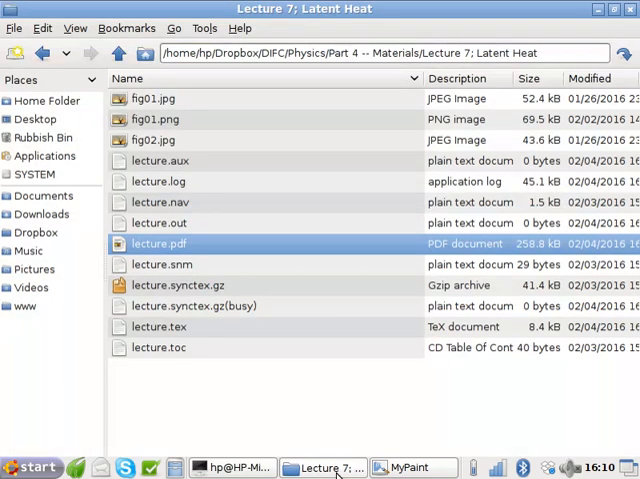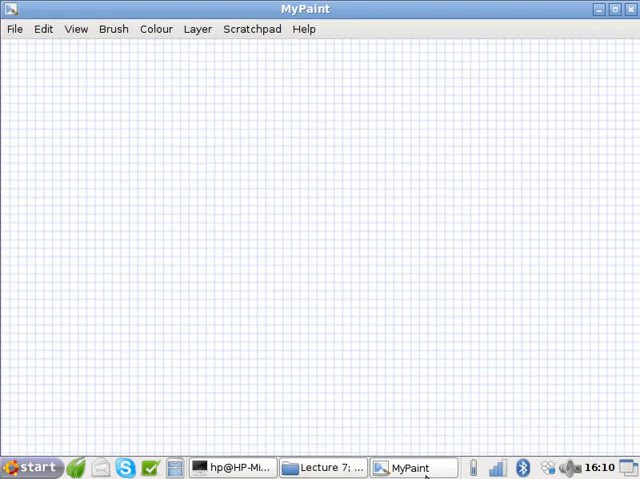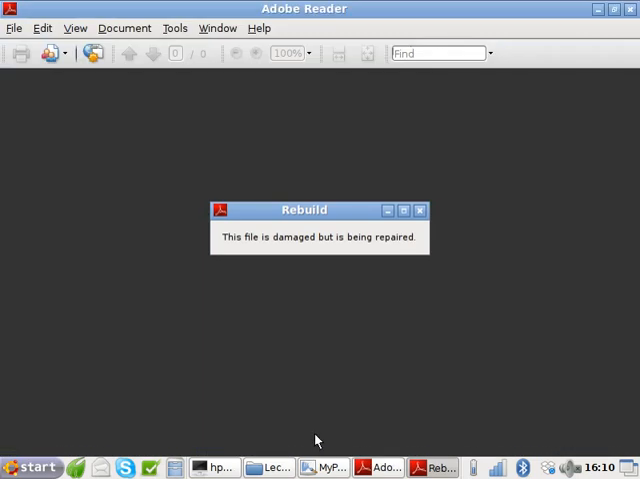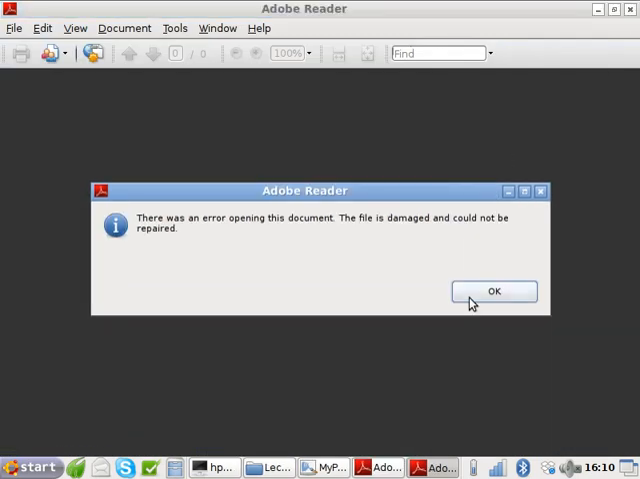Right, anyways, I'll write the formula down here. The formula is actually this, okay? File is damaged. Nice.